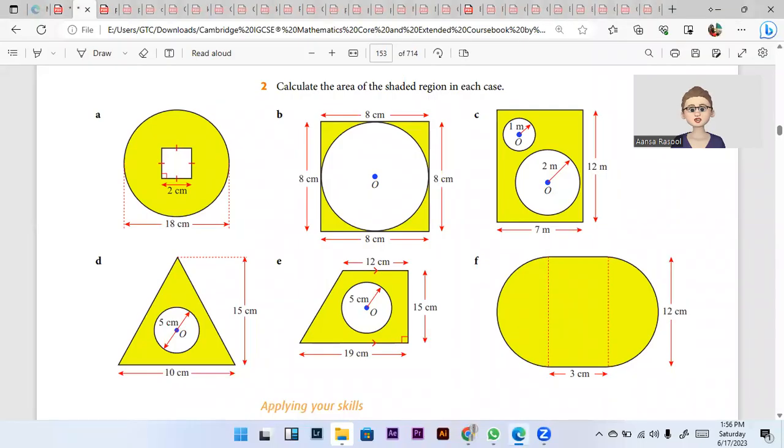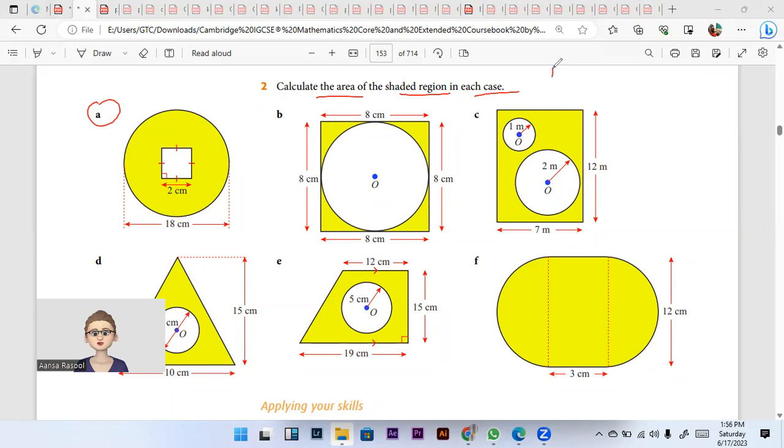So the first question is: calculate the area of the shaded region. This is our first figure. Here, if you see, there is a circle and inside there is a square. So the first thing I have to do is find the area of the circle. You know that the area of a circle is pi r squared. So what will be the radius? This line over here represents the diameter, because if I sketch this line, here will be the diameter.